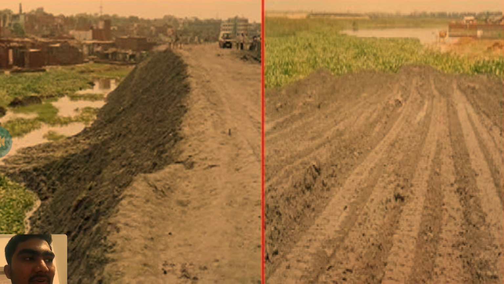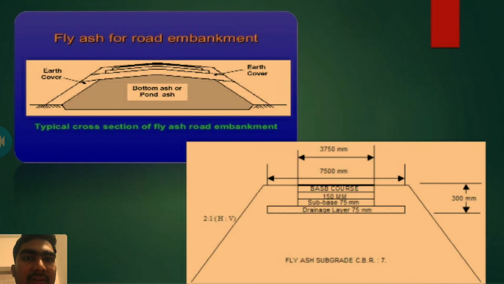It would put 60% of the pressure on the foundation compared to natural soil, and it is good in the monsoon season. Here is a diagram of fly ash for road embankment. Here is the earth cover, and the middle part is bottom ash and pond ash. A typical cross section of a fly ash road is given. The second diagram shows a fly ash subgrade. Firstly, drainage layer 75 mm, sub base 75 mm, and base course 150 mm.